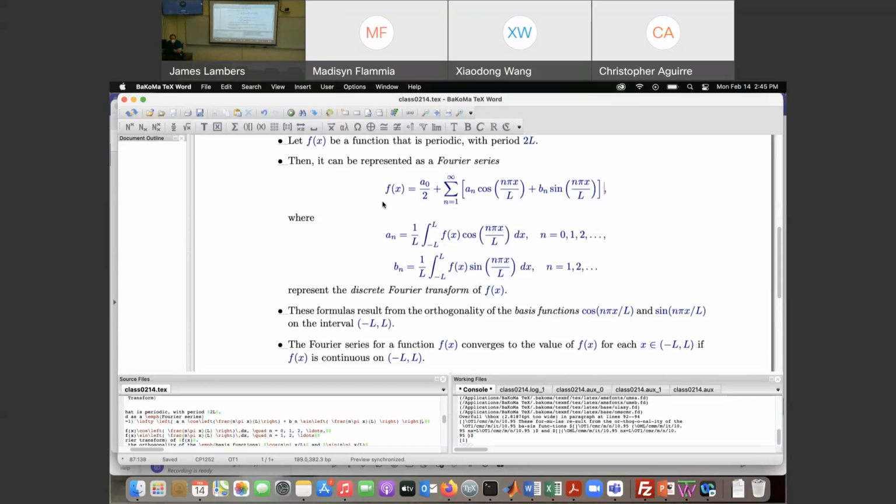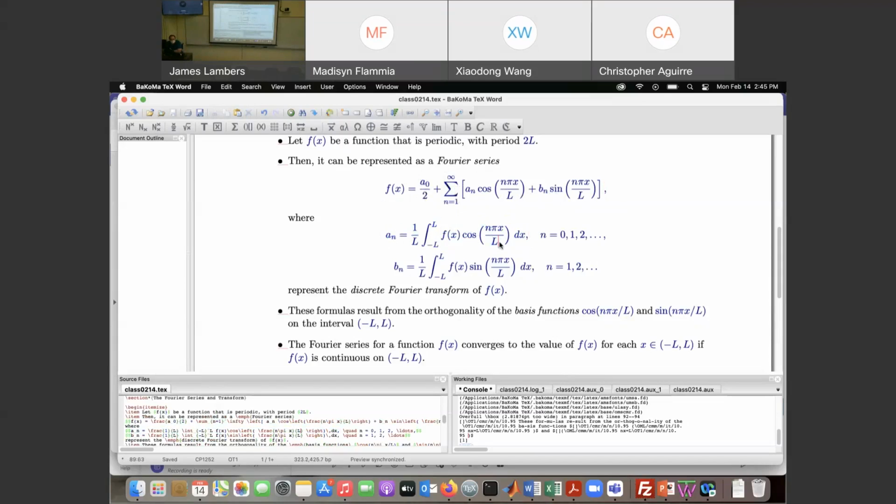Yes? Why does an start at 0 instead of 1 like the bn? Oh, okay. So why do we have a0? Look at where we have a's and b's in this formula. I have a0, a1, a2, etc. And the b's, we don't have a b0, so bn starts at 1. But this formula applies to all the a's. And actually, that's why the over 2 is in here, so that we can have one formula that covers everything.